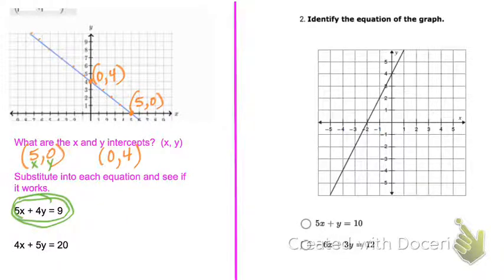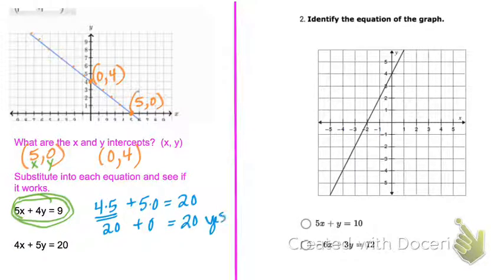So I'm going to put in 5 for x, so it's 4 times 5 plus, and I'm going to put in 0 for y, 5 times 0. And I want to see if that equals 20. So let's test it out. 4 times 5 is 20. 5 times 0 is 0. Is 20 plus 0 equal to 20? Yes. So that means that this point works.